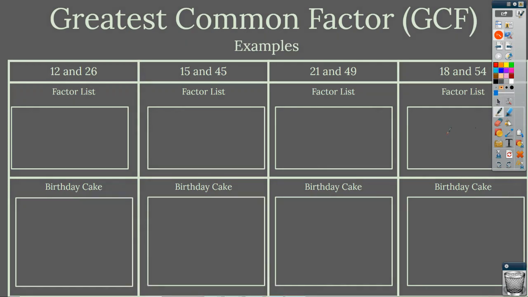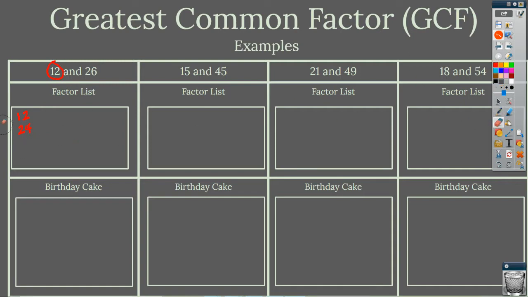So let's start with 12 and 26. And the first thing I want to do always is I want to see if my smaller number is a factor of my larger number. And if you don't know if 12 goes into 26 evenly, you should just skip count by 12. So we would go 12, 24, and I know 24 is only 2 away from 26, so another 12 is not going to fit in there. So 12 is not a factor of 26.